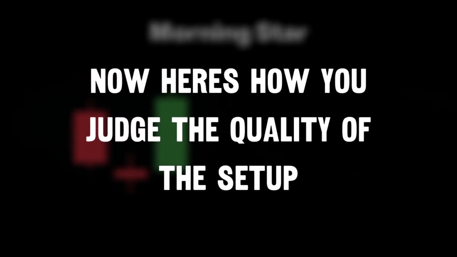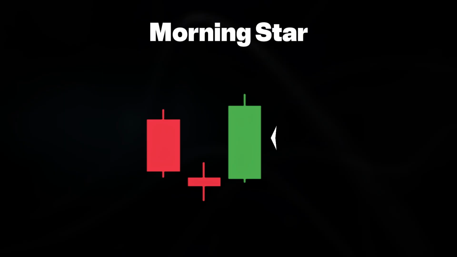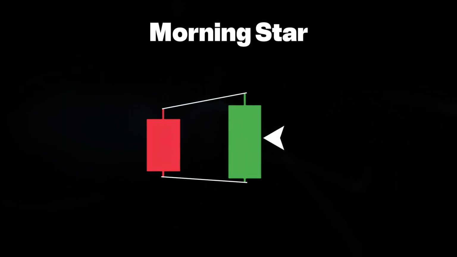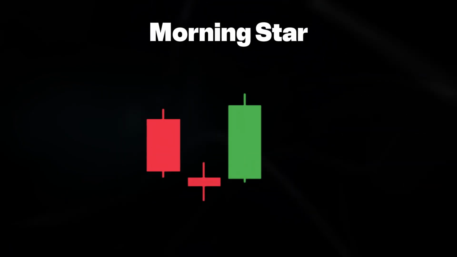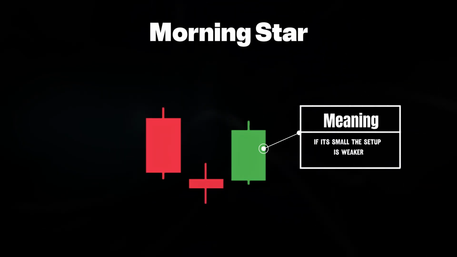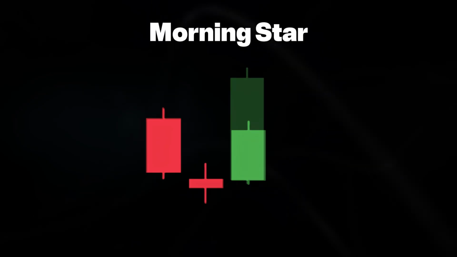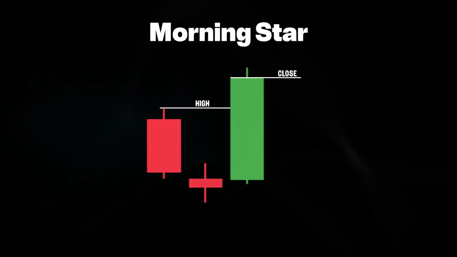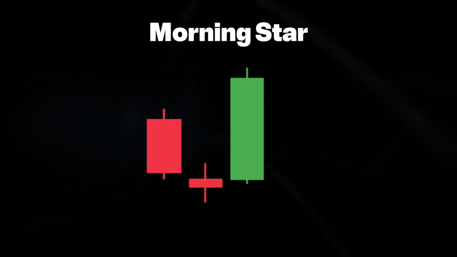Now here's how you judge the quality of the setup. If this bullish candle is large, similar in size to the first bearish candle, that's a strong sign. If it's small, the setup is weaker. And if price pushes all the way up and closes above the high of the first candle, that's even stronger confirmation of a reversal. Now let's look at the story behind it.